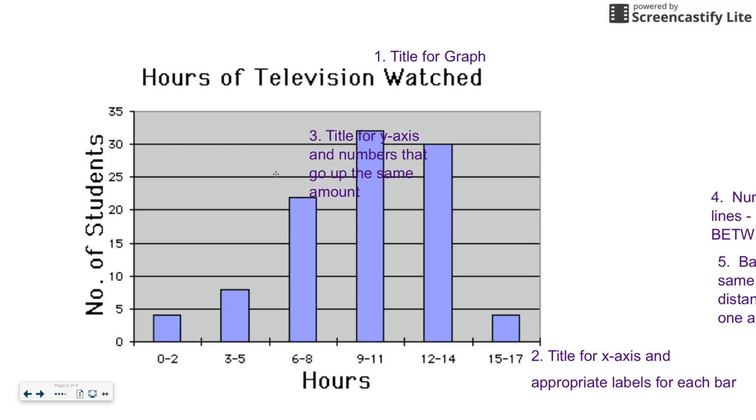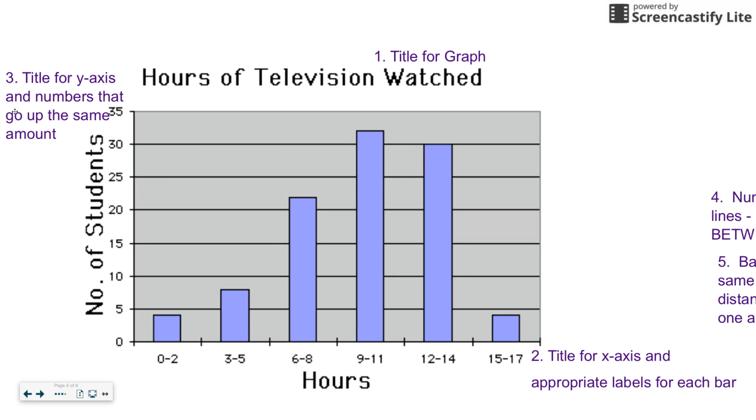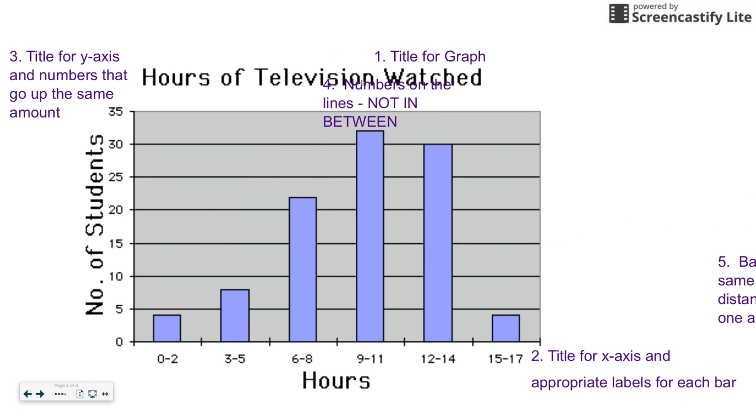The next thing you need is a title for the y-axis, or the axis that's going up. In most cases, this is where the numbers would go. And so you'd have the title, number of students, for the y-axis, and I like that the numbers go up by the same amount.